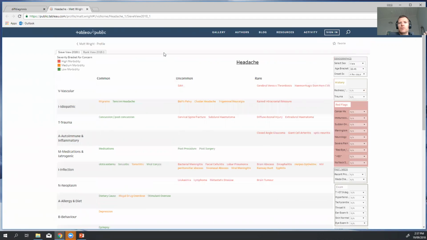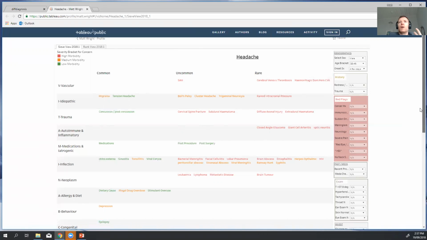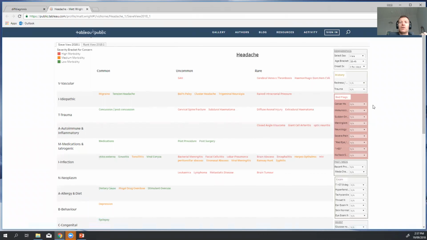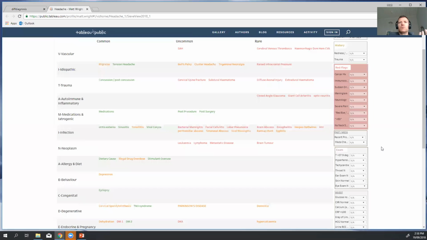So now I would familiarise myself with some key aspects. I would now go and also just check along here. What sort of things do I want to ask in history? I want to ask if there's any redness or swelling in the head or face, whether they've had especially any trauma. And I remind myself of the red flags here. Have they got a history of cancer, immunocompromised? Was it sudden onset? Do they have meningism? Is there any neurology that they're noticing? How severe is the pain? And looking to see if they've got a red eye. Over 50, I know, is a worrying symptom as well.